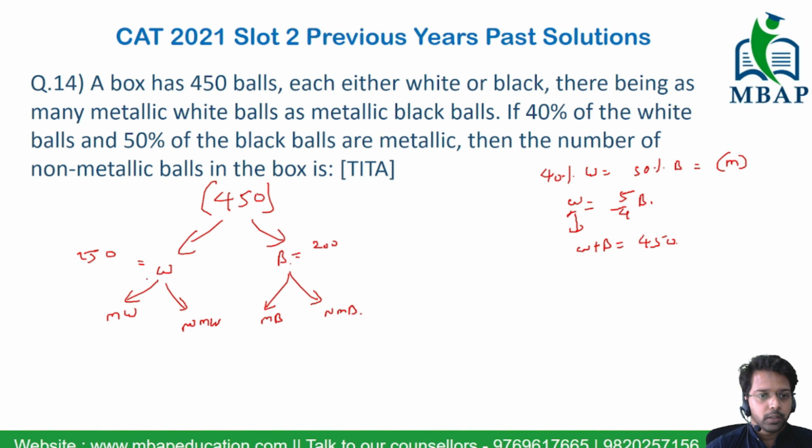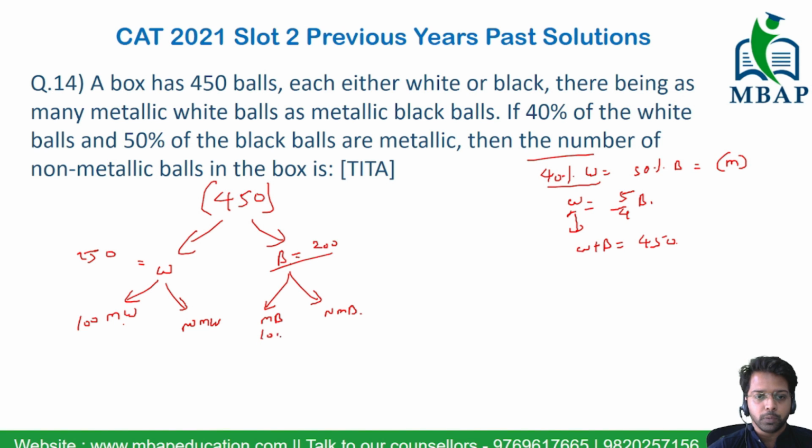Out of this, it has also been given to you that 40% of the white ones are basically metallic ones. 40% of 250 will be equivalent to 100. Similarly, 50% of black balls is equivalent to the number of metallic ones.